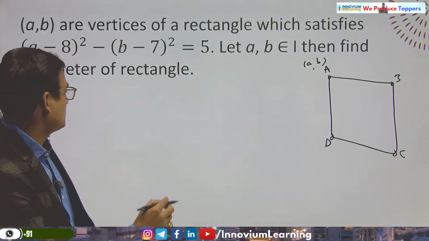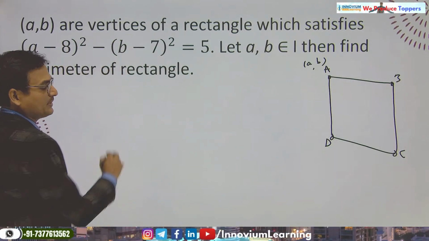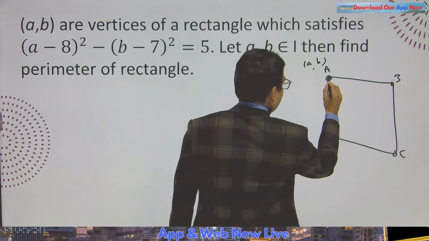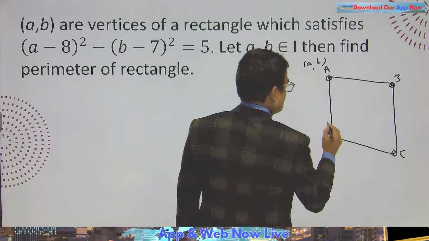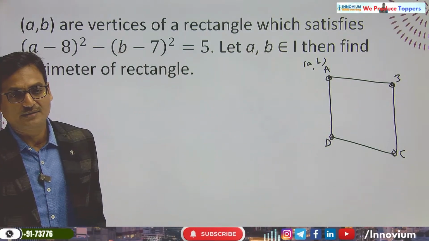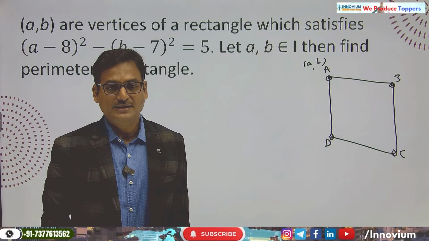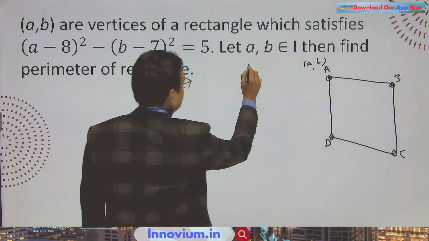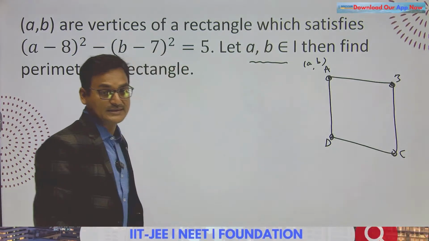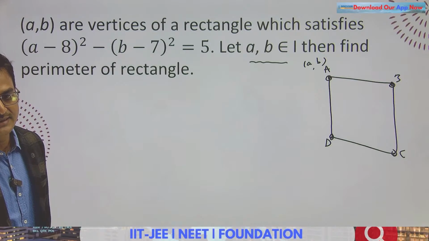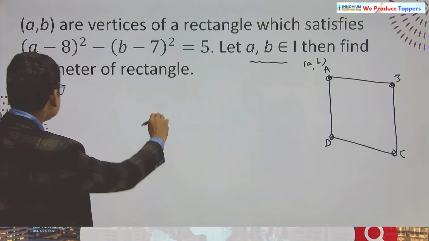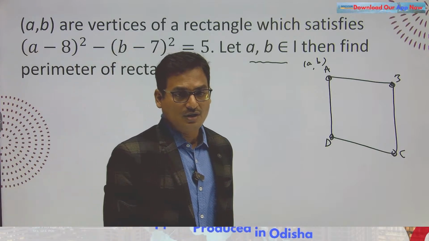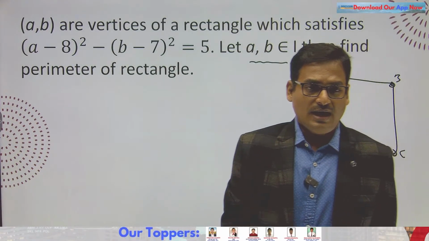So from this relation we will get different values of A and B, and we have to mention the vertices so that we can find the perimeter of the rectangle. We can find the perimeter of the rectangle provided A and B belong to integers. It must be integer. It is given. Now this is a very easy question for all of you. So how to do?